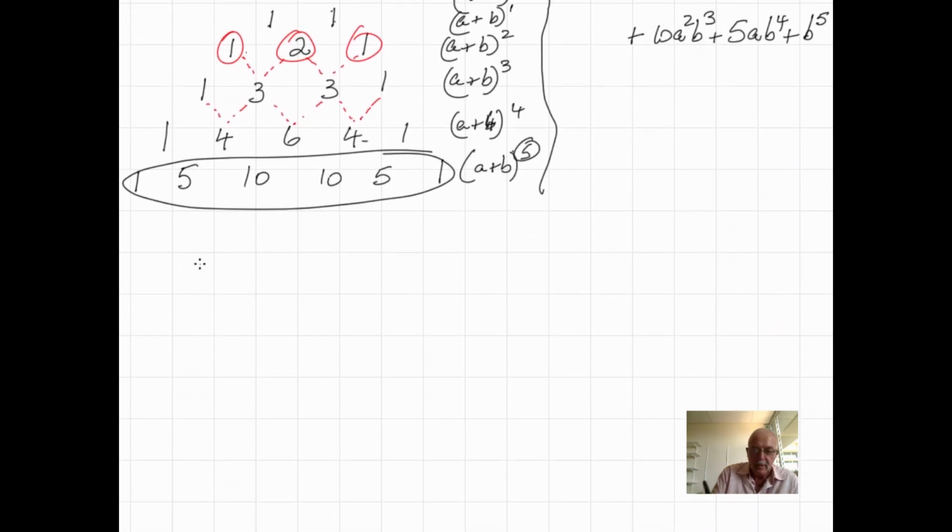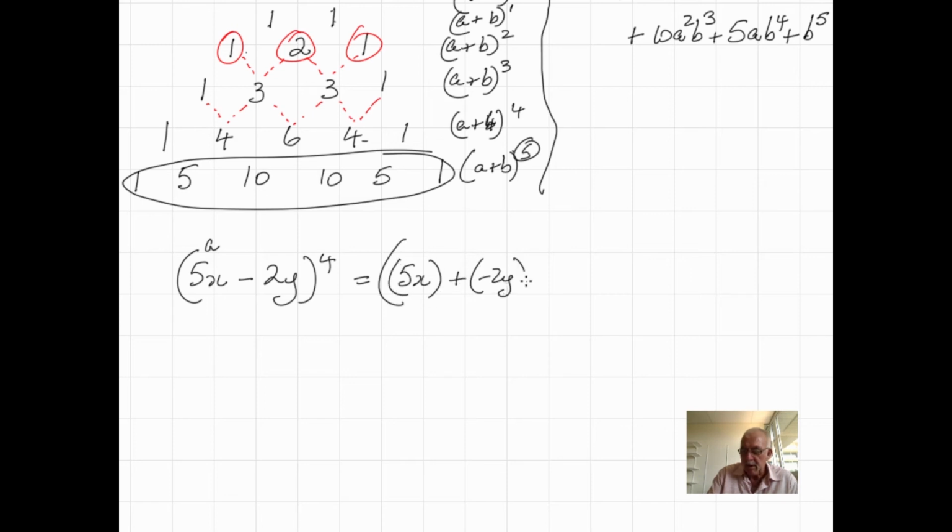So if we had 5x minus 2y to the power of 4, now I would write it as a plus b, so this is, if you like, my a, this is like my b, but we should write with a plus, so we'll go 5x, so that's my a, plus negative 2y, and that's all raised to the power of 4. So this is my a, and this is my b.